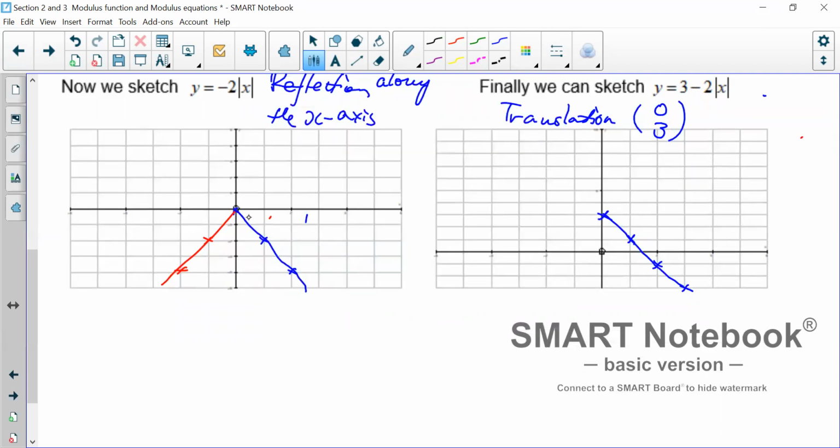Okay, now let's do the reflected branch. So now before it's at minus 1, minus 2. Minus 2 plus 3, that becomes 1. So now it's at minus 1, 1, and so on. So that's your final graph for that modulus function.